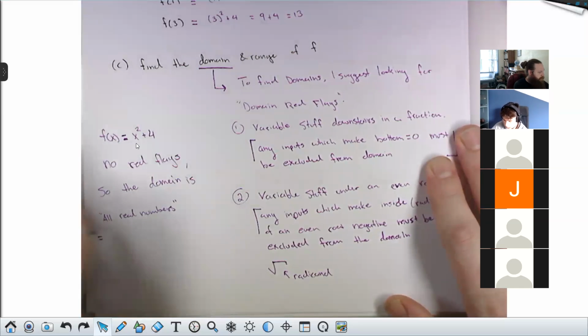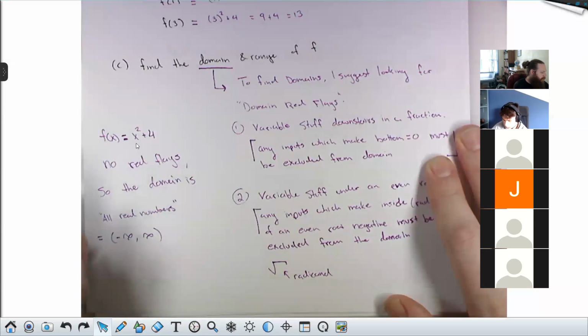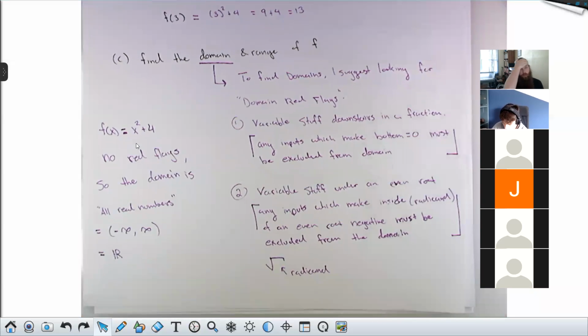Which is the same thing as the interval from negative infinity to infinity. And there's also a special symbol for this, if you want to be fancy about it. This is called a Blackboard bold R, and that's the fancy symbol for all real numbers. You can type any one of these, and I would be happy with them.